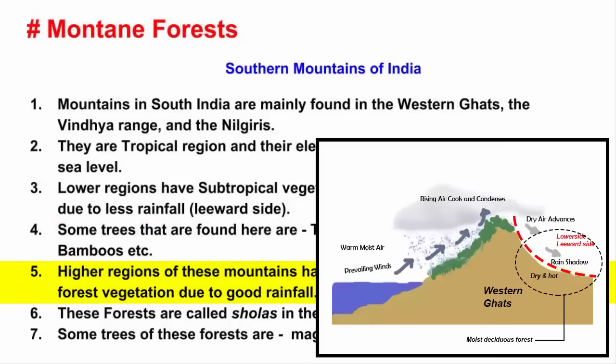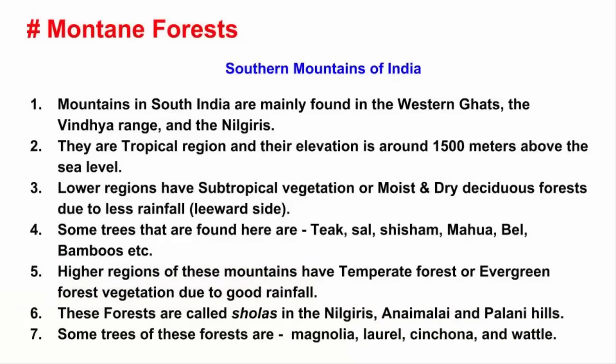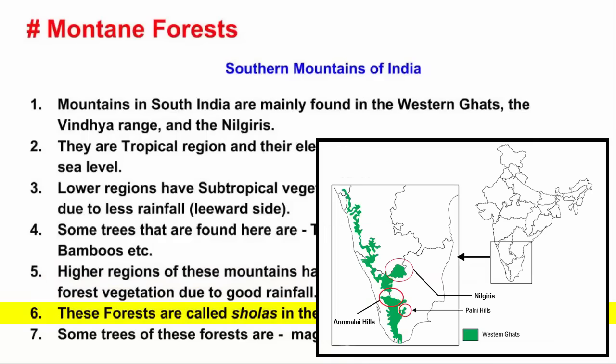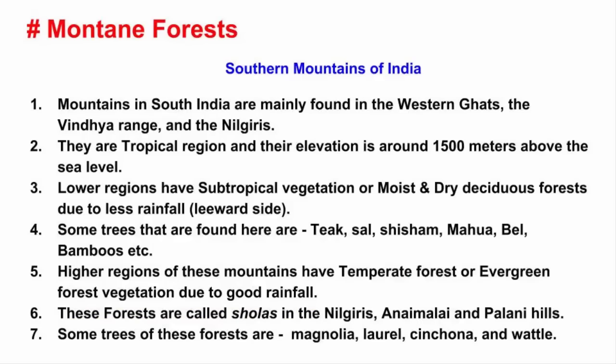Similarly, if you go to the higher region of these mountains, you will find temperate forests. These places receive good amount of rainfall and they have a natural cover of evergreen forest which changes to moist and dry deciduous forests as one comes down the slope. Now these forests are called sholas in the Nilgiris, Annamalai and Palani hills. Some trees of these forests are of economic significance and they include magnolia, laurel, cinchona and wattle.